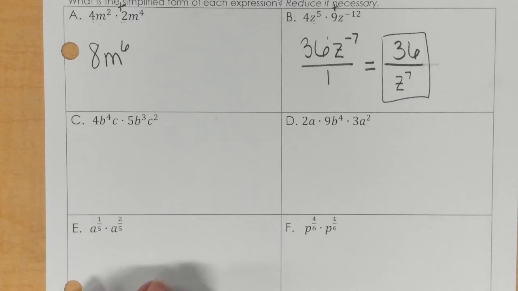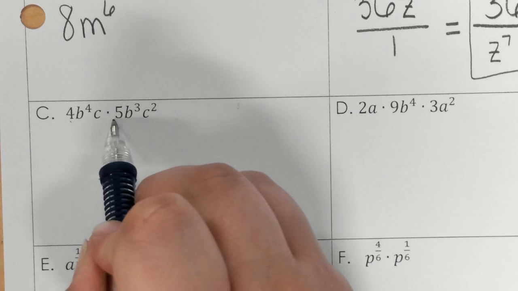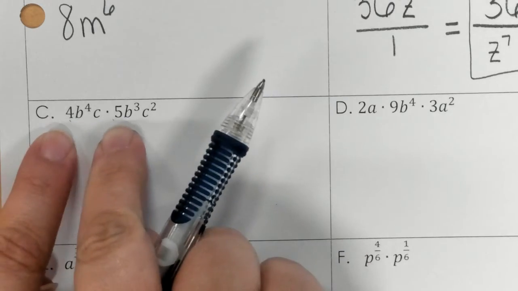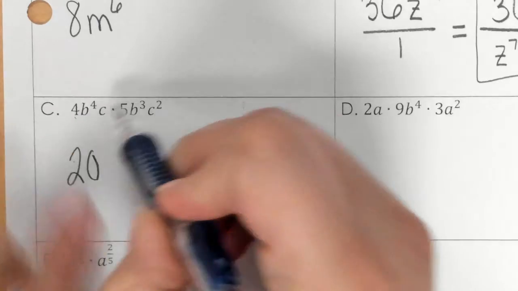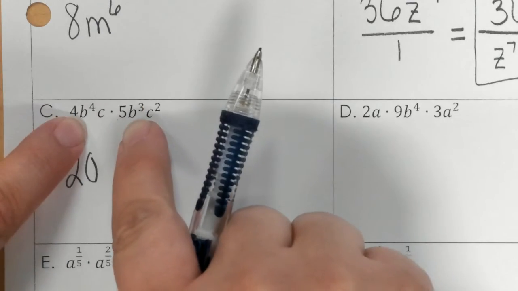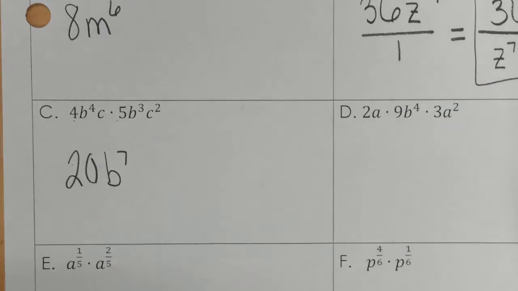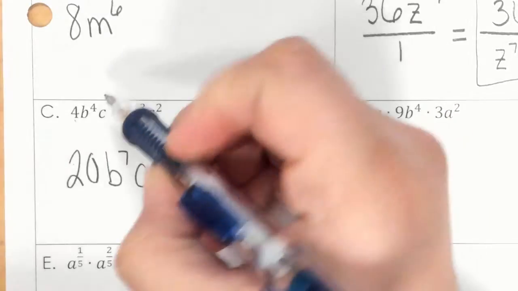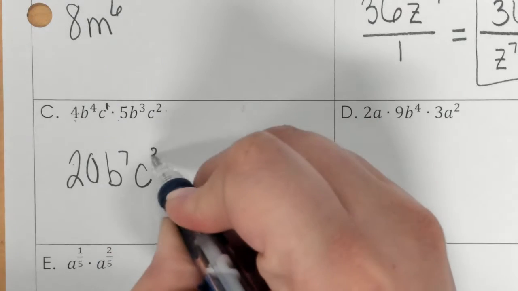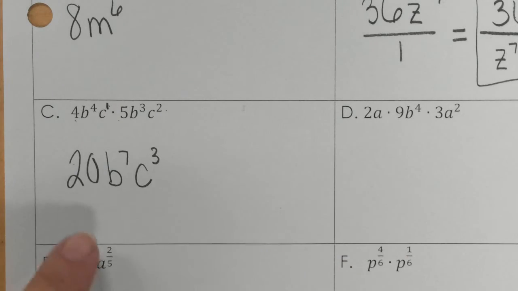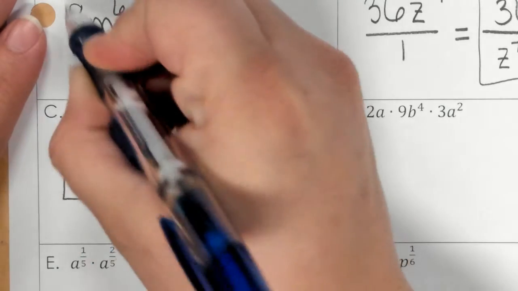Okay, in letter C, we have to take the 4 and the 5, and we still multiply them because they're the bigger numbers. So we have 4 times 5 is 20. Then we have the two b's, b to the 4th and b to the 3rd. So we add, and we get b to the 7th. And then we have c to the 1st here, it's got an invisible 1, and c squared, and that makes c to the 3rd power. I do not have any negative exponents, so that is my final solution.